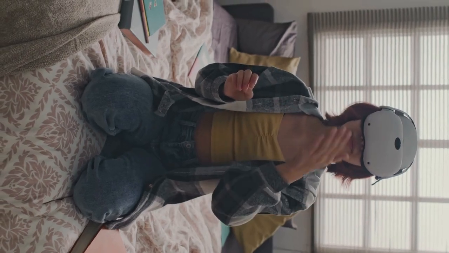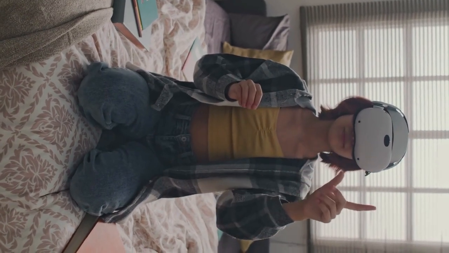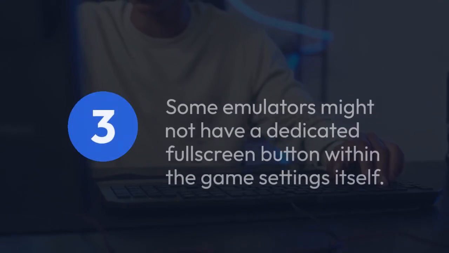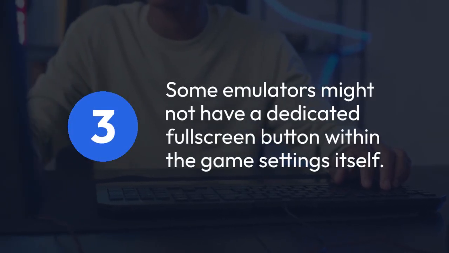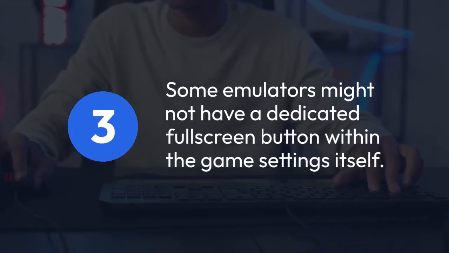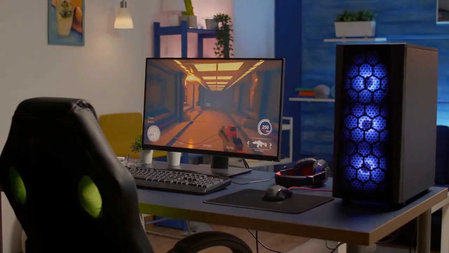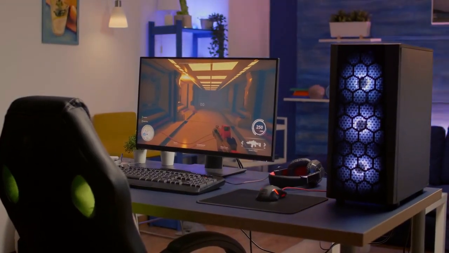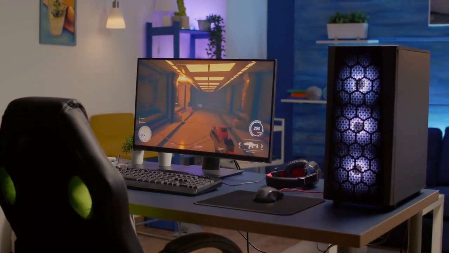7. If you find a direct full screen toggle, simply switch it on. 8. Some emulators might not have a dedicated full screen button within the game settings itself. If this is the case, you may need to use the emulator's own settings to force full screen.